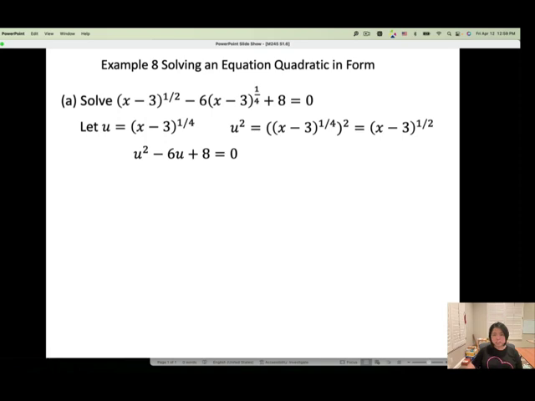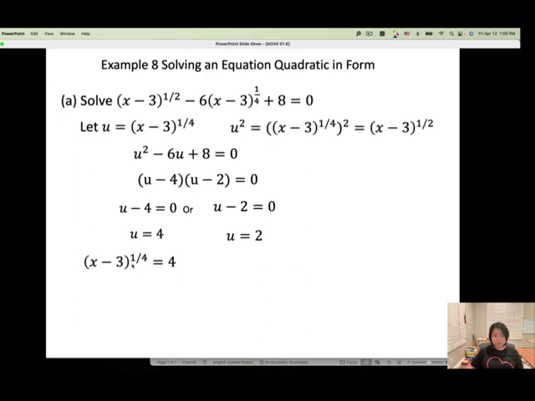And then we're going to use the x method to solve it. So you're going to get u minus 4 times u minus 2. Use the zero product property. We find that u equals 4, u equals 2. But we are not done yet because u is what we made up, right? The original variable should be x. So after you find u, you're going to replace u with x minus 3 to the power of 1/4 on both sides here.